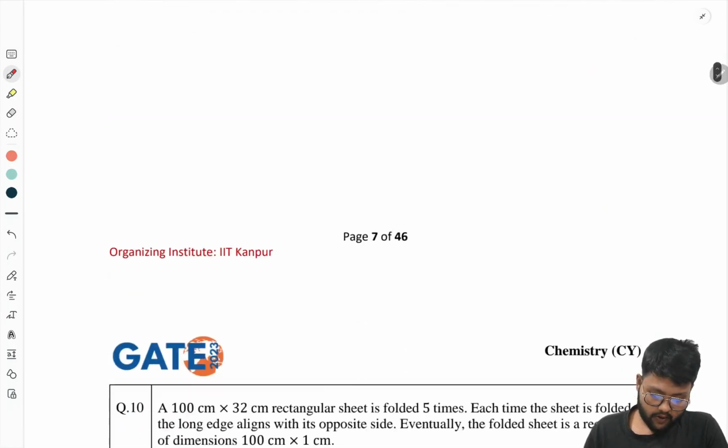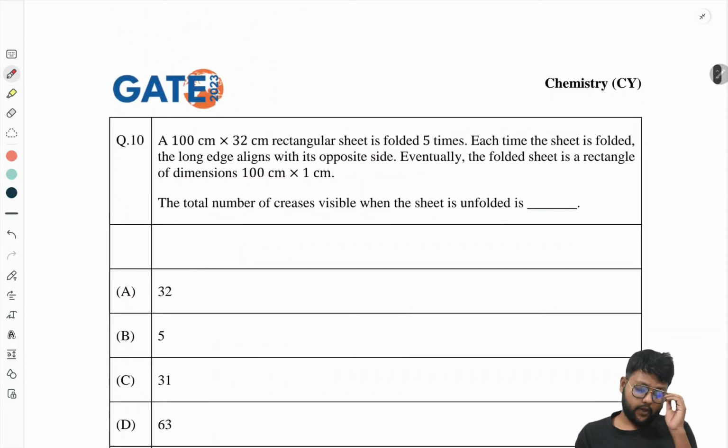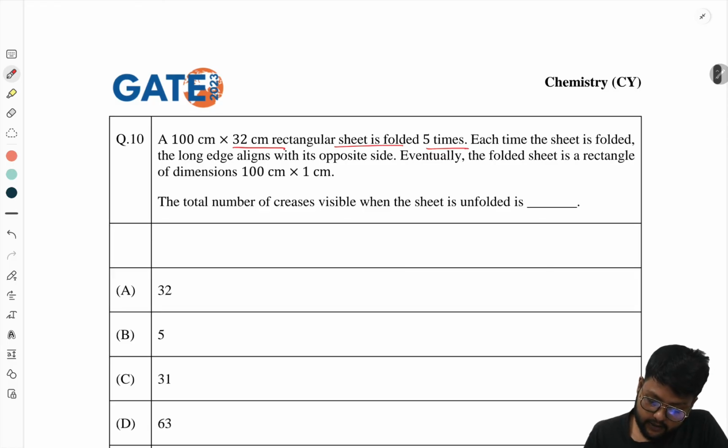Okay, our last question: a 100 centimeter by 200 rectangle sheet is folded 5 times. Each time the sheet is folded, the long edge aligns to the opposite side. Eventually the folded sheet is a rectangle, in the last one 100 into 1. What is the number of creases?